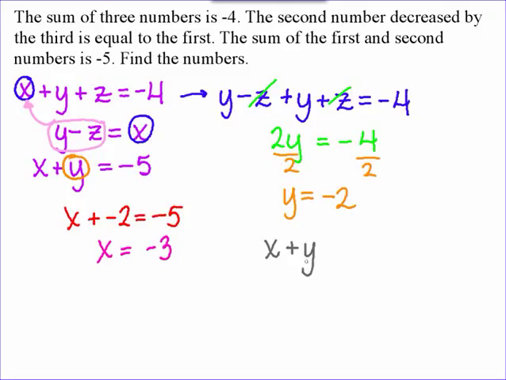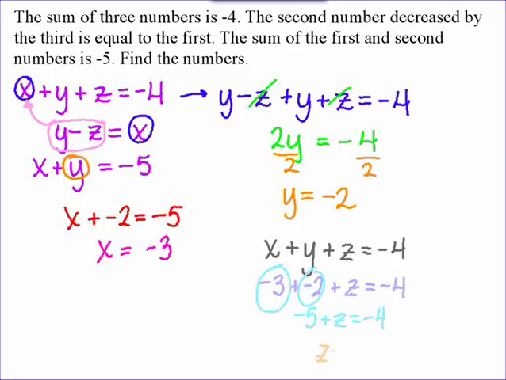The top equation, remember, was x plus y plus z equals -4. I'm just going to plug in what I know. I know that x is -3. I know that y is -2. And now I need to find what z is. So -3 and -2 is -5. Okay. What does z come out to be? 1. So my solution will be -3, -2, 1. It said find the numbers, there you go. The numbers are -3, -2, and 1.